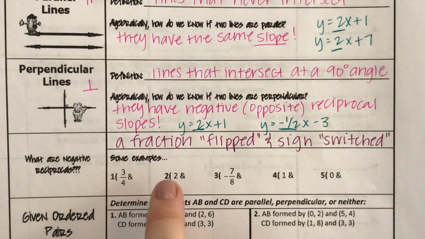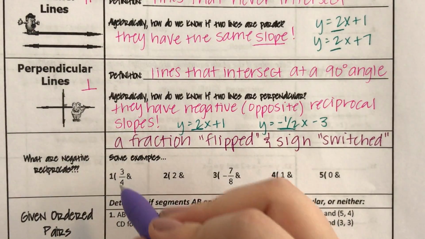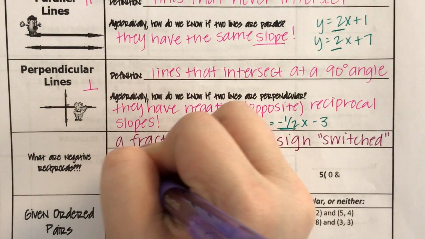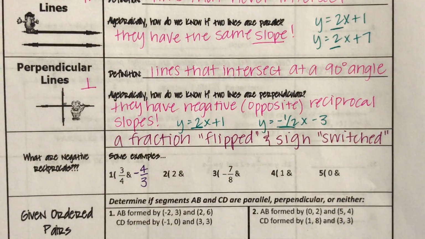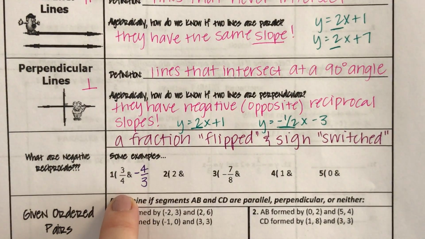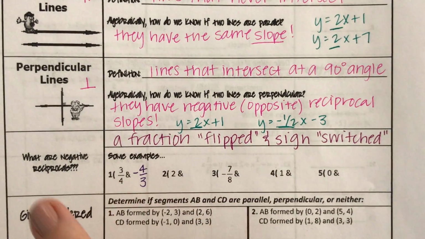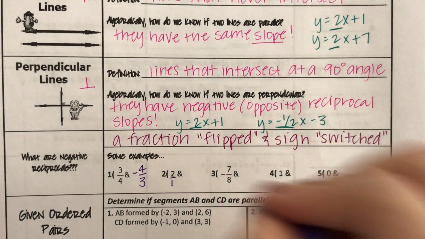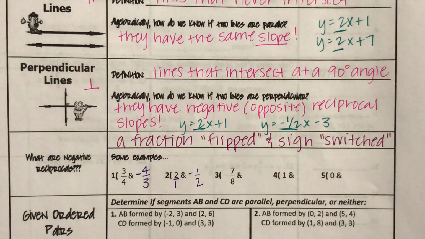Okay, so we're going to do some examples of practicing flipping and negating. Okay, so let's flip 3 over 4. If we were to flip that over, that would turn into 4 over 3. And since this was positive, we're going to make it negative. Now if these were slopes, these would be perpendicular lines because they are opposite, meaning they have different signs, and reciprocals, meaning they're flipped over. Okay? 2, if I want to make 2 into a fraction, I put 1 underneath it. I flip it over, and I get 1/2. Since this was positive, this one is now negative.